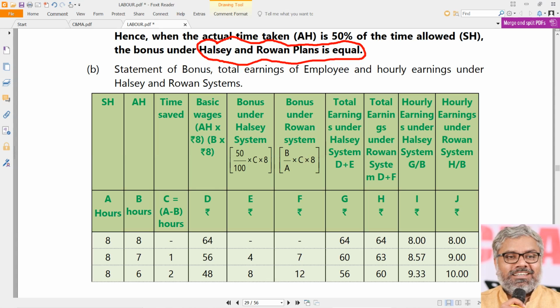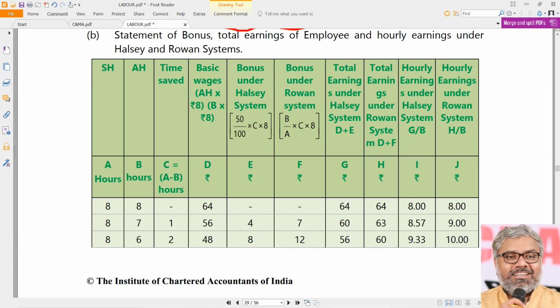Now comes bonus under Halsey system. Bonus under Halsey system will be what? 50% of time saved into 8 rupees. Time saved we know already in the column C. So C into 50% into 8 rupees is bonus under Halsey plan.